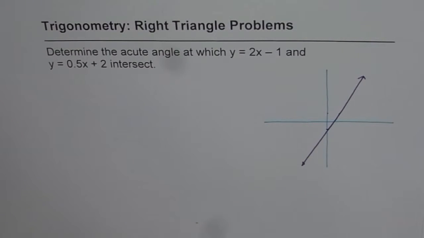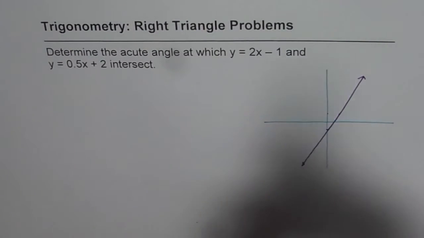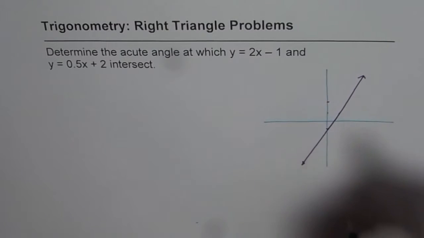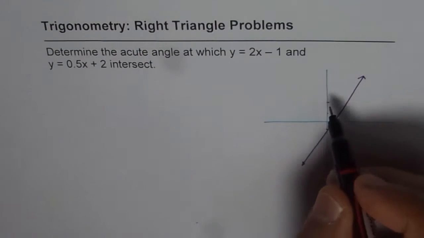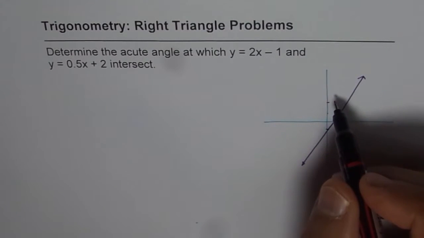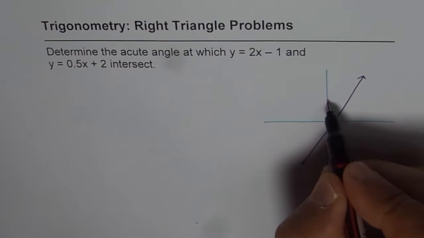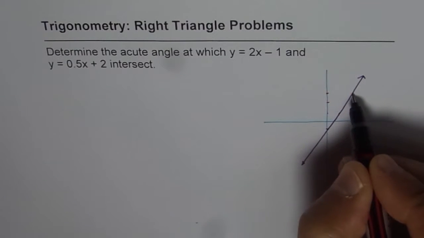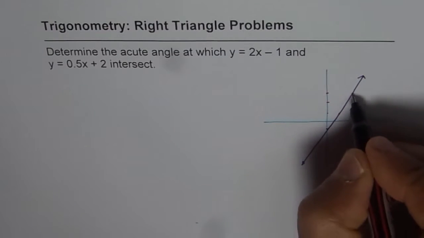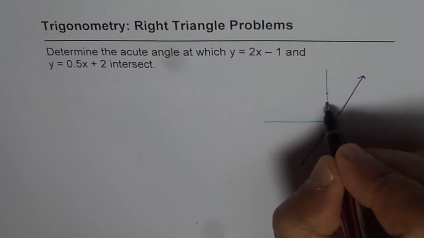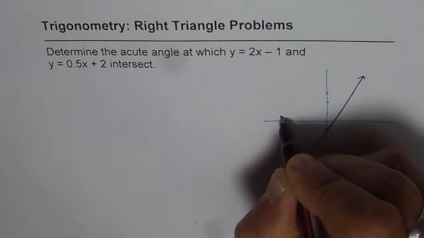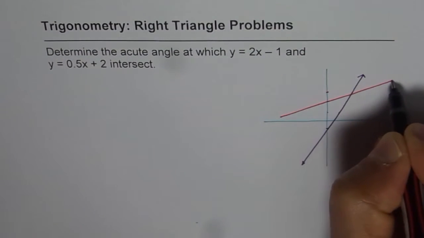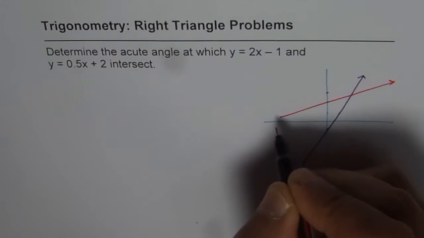The other one is 0.5x plus 2. That means the y-intercept is 2 and the slope is 0.5. 0.5 is 1 over 2, so you use 1 unit up and 2 units to the right. So maybe kind of here. Let me just first sketch a rough line, and then we will see how it goes. So we have a line which is kind of like this.